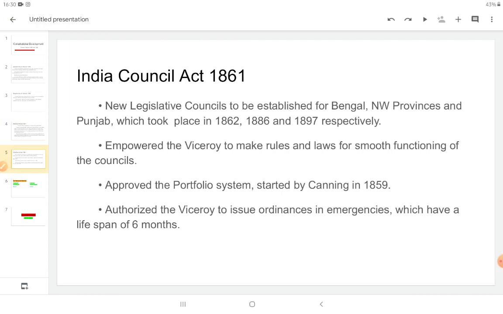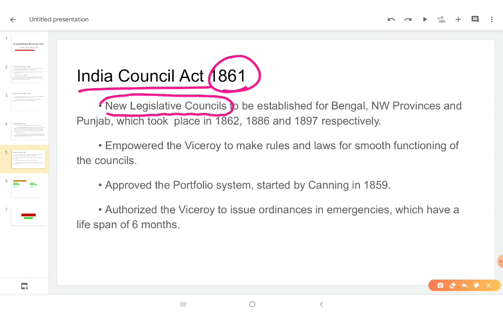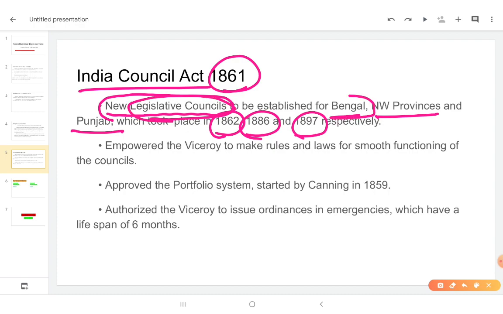Besides this, the India Council Act of 1861, it also had a few other provisions, like the new legislative councils were established for Bengal, Northwest provinces, and Punjab, starting from 1862, 86, and 97. So the provision were made to establish new legislative councils in these areas, Bengal and Northwest provinces and Punjab. For Bengal, it was established in 1862. For Northwest provinces, 1886, and for Punjab, 1897.